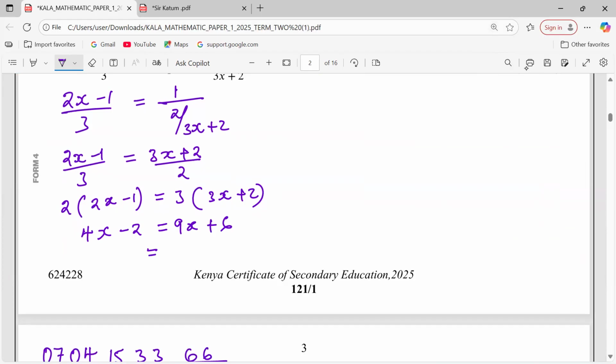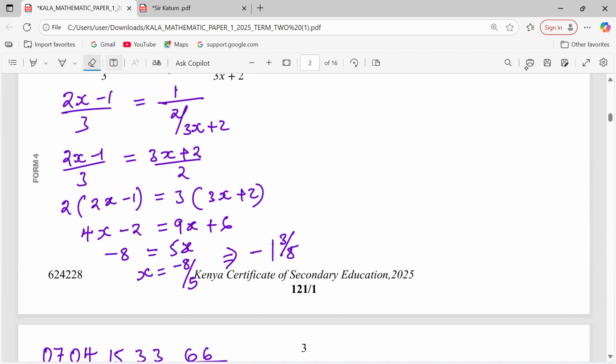Grouping of terms shall give us 5x, and here we will have negative 8. So how do you remain with x? Negative 8 over 5. But now we can make it simpler: negative 1 and 3 over 5. That's how we handle such a case.